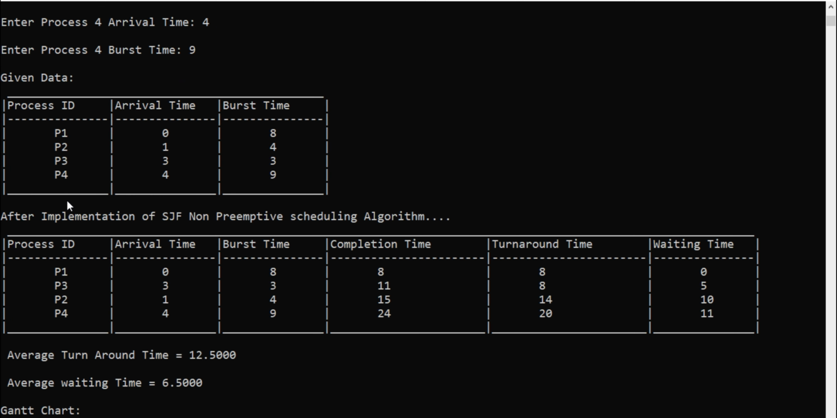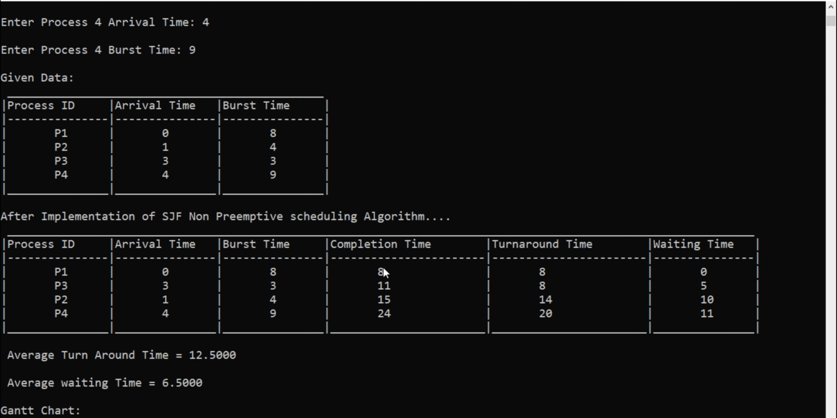Now the implementation of the SJF algorithm is done. You may see the data which we have provided to the code. Given data is P1 arriving at time 0 while the burst time of this process is 8, and similarly for the rest of the processes their arrival times and burst times are mentioned. Now after the implementation of the SJF algorithm, these are the output results. So we will validate these results with our calculated values.